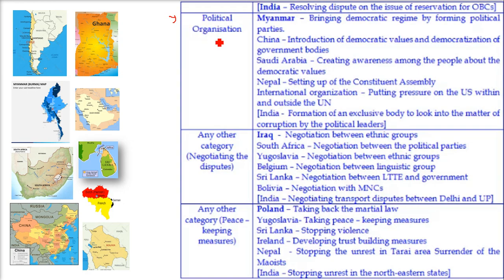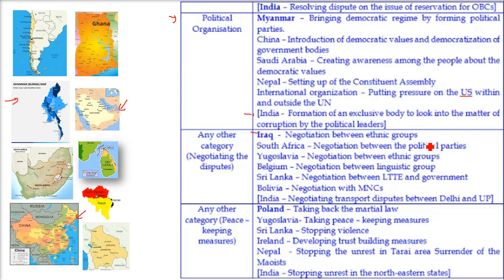Now, political organization. This is Myanmar, so bringing democratic regime by forming political parties here. In China, introduction of democratic values and democratization of government bodies. In Saudi Arabia, creating awareness among the people about the democratic values. Nepal, setting up of constituent assembly. And then international organization, putting pressure on the US within and outside the United Nations. And India, of course, the formation of an exclusive body to look into the matter of corruption by the political parties' leaders.